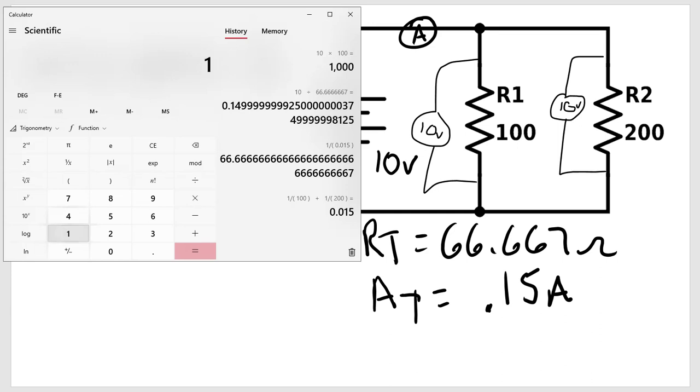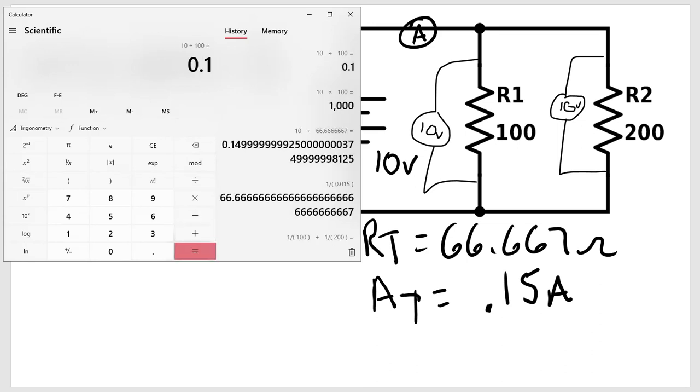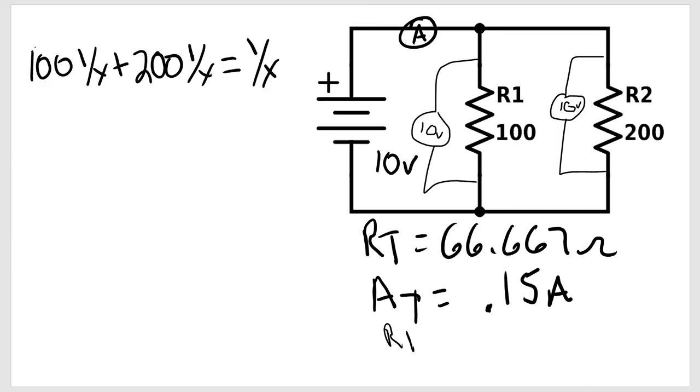So if I had 10 and I divided it by 1,000, or geez, 10 divided by 100, there we go. That's the answer I was looking for. The answer is 0.1. So across R1, it is 0.1 amps.